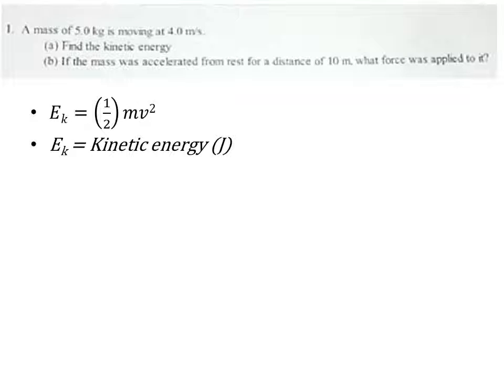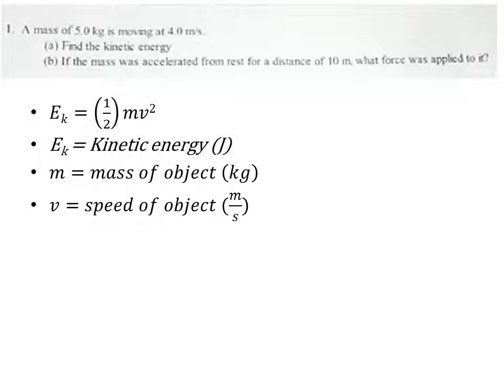Okay, so kinetic energy is equal to 1/2 mass times velocity squared. EK stands for the kinetic energy, which is measured in joules. M stands for the mass of the object, which is measured in kilograms. And V stands for the speed or velocity of the object, which is measured in meters per second. So again, kinetic energy is equal to 1/2 mass times velocity squared.